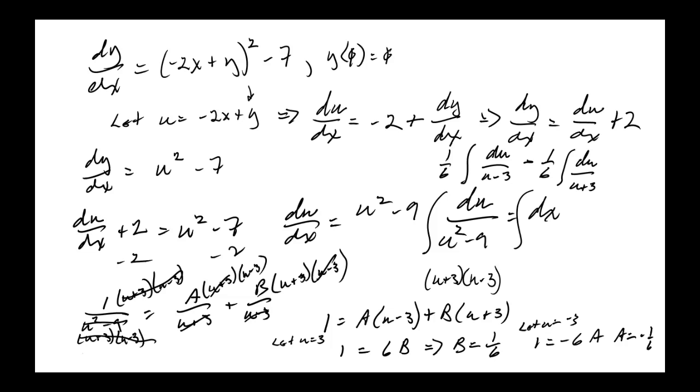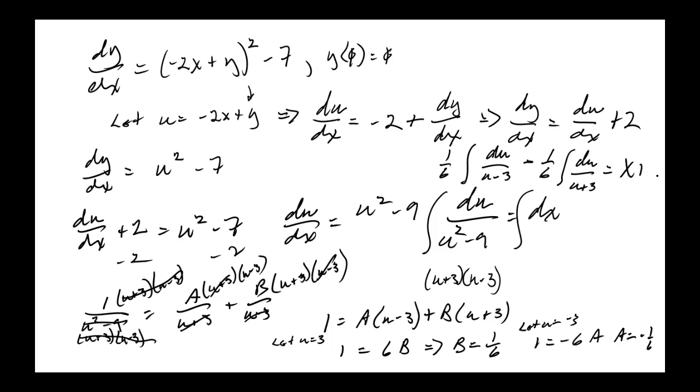Okay, so those are our integrals on that side. And on this side, the integral of dx is just x plus c. There we'll put our plus c in. I swear this is so aggravating. Well, what's the integral of this? This is 1/6 the natural log, and you were right to foresee this, of u minus 3, minus 1/6 the natural log of u plus 3, and that's equal to x plus c.